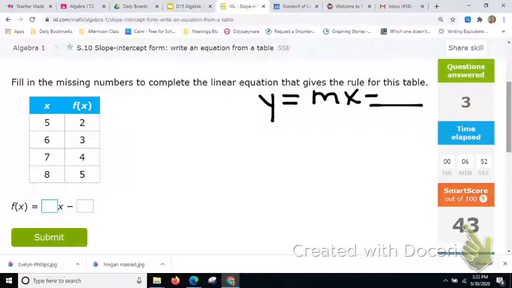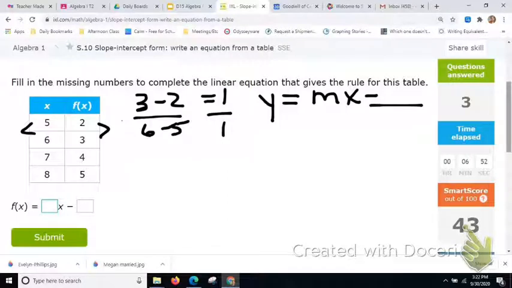I still need to figure out the slope, and then they've already put a minus on my b. So to figure out the slope, as long as these numbers on the left are going by ones, how much is this going by? It's going up 1, right? So 3 take away 2, that's 1. And over here, 6 take away 5, that's also 1. So 1 divided by 1, my slope is 1.